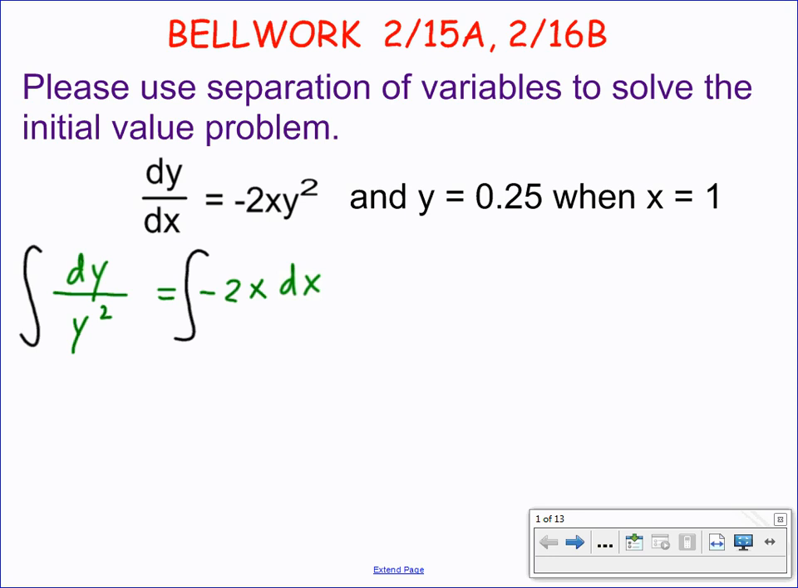So this is just a power rule, old school, right? We'll add 1 to the exponent, divide by the new exponent. So we should be getting negative 1 over y for an antiderivative, right? Negative 1 over y equals, and on the right-hand side, again, power rule. This time we'll add 1 to the exponent, divide by the new exponent, and cancel out that 2. So I'm getting negative x squared plus c.